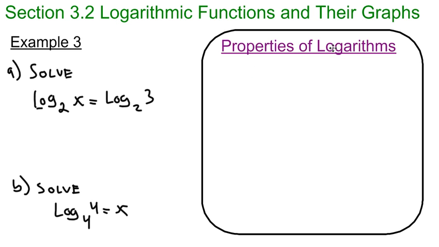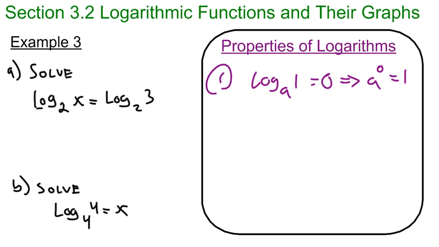So what are some properties of logarithms that are going to be helpful to us to solve these? Well, let's do this one first. If we have log base a of 1, that is always going to be 0. We know that because it implies that a to the power of 0 equals 1. That's by intuition. We know that a to the power of 0 equals 1, so that's the first property that we have to make sure that we understand.